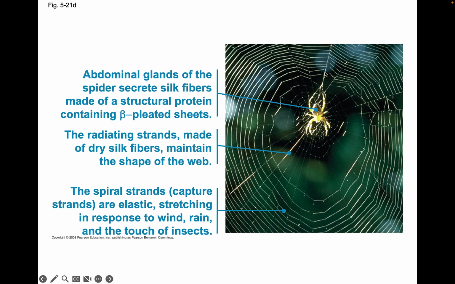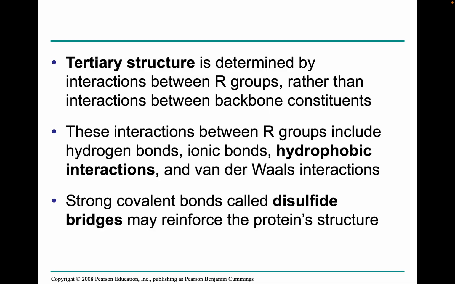And so the spider can walk on the radiating ones, but when some insect hits these sticky ones and it vibrates, it does two things. One, it alerts the spider that it's got some sort of prey captured, and the other thing is it helps to make the prey struggle more. And so it actually helps the spider catch its food. Again, the tertiary structure is determined by the interaction between the R groups. And again, this is very often polar interactions, very often ionic interactions, and in some cases even covalent interactions.